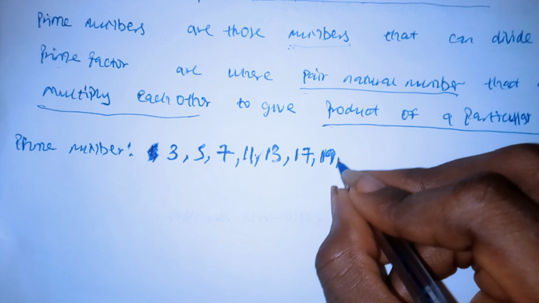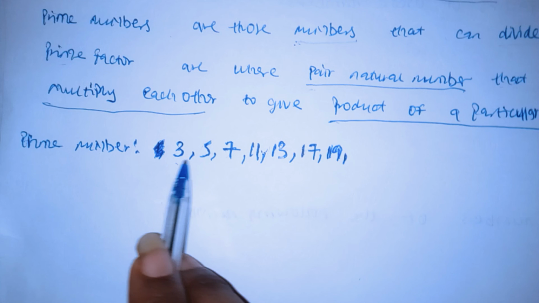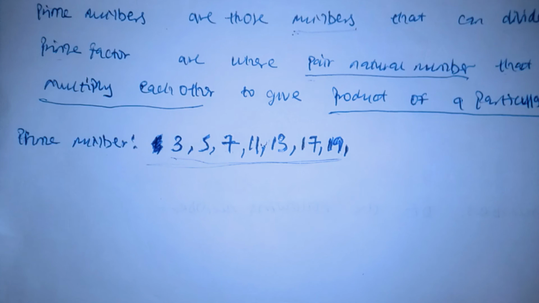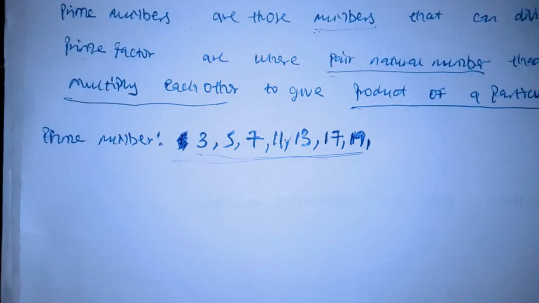So this is the first 20 numbers, which are 1, 2, 3, 4, 5, 6, 7. Okay, let's go to the prime factor.